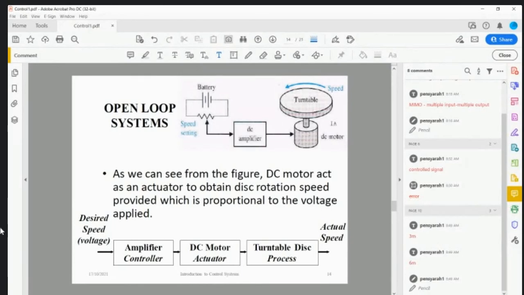Then we have a DC amplifier here, which acts as the controller. Its function is just to amplify the voltage to the DC motor. Maybe the DC motor requires more than 5 volt or more than 3 volt, so it will amplify the signal.